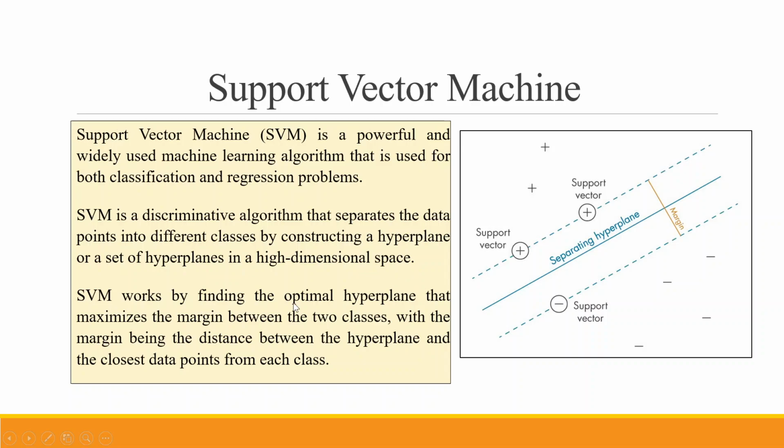SVM works by finding the optimal hyperplane that maximizes the margin between the two classes. So here, the objective is to maximize the margin, with the margin being the distance between the hyperplane and the closest data point from each class. So let's say this is a point for this class and this is the point for this class. These are known as support vectors. The objective is to maximize the margin.